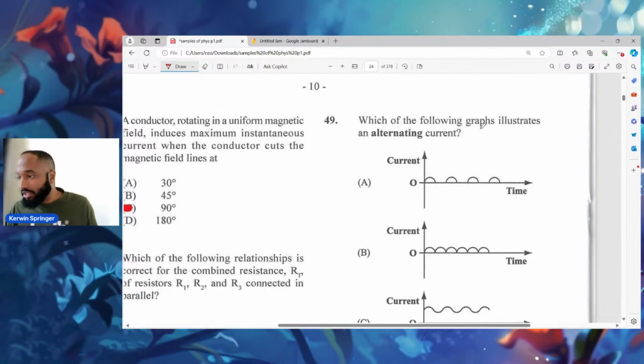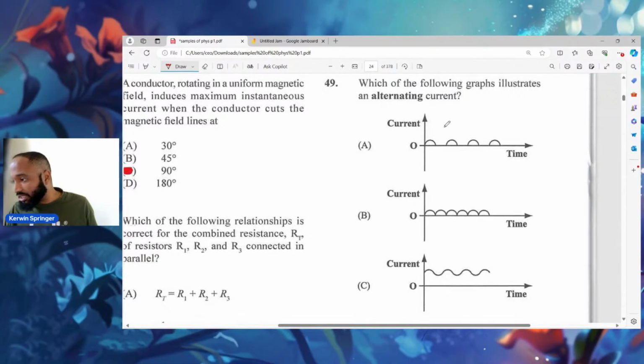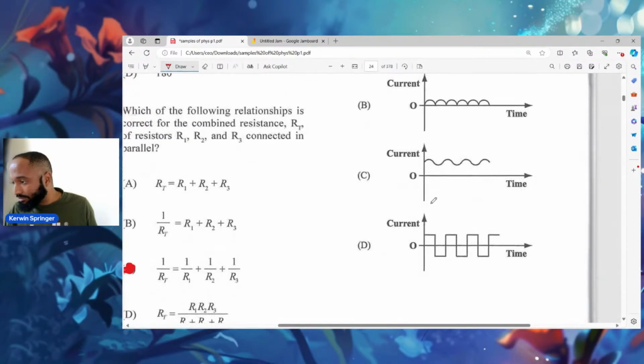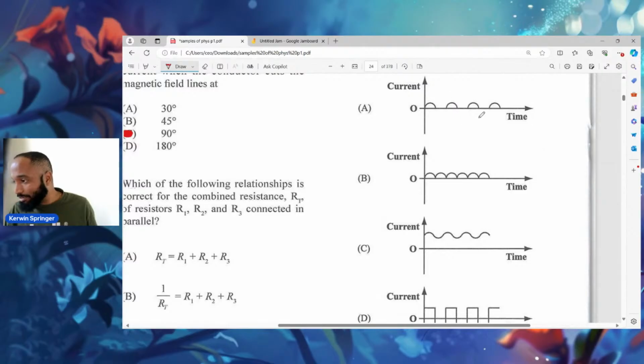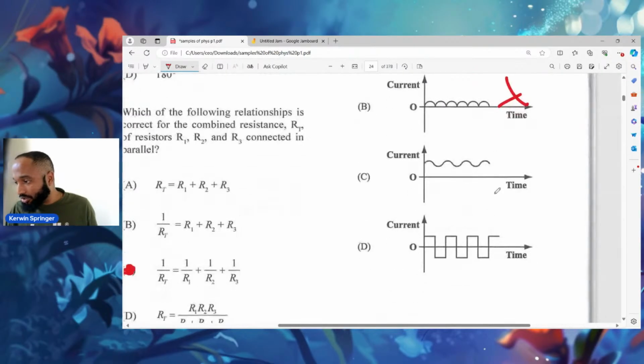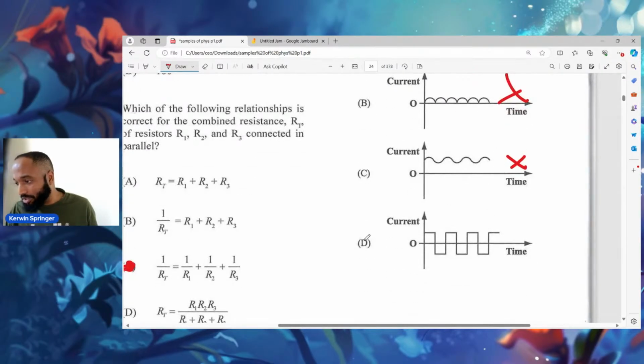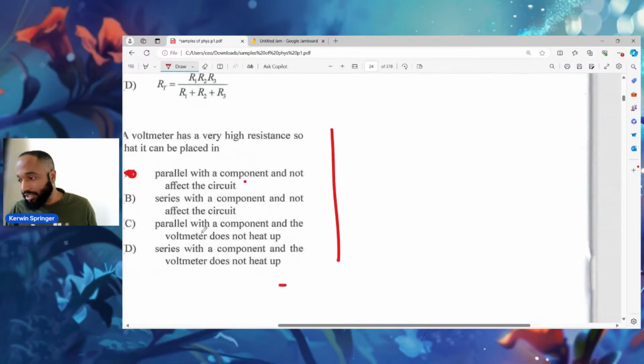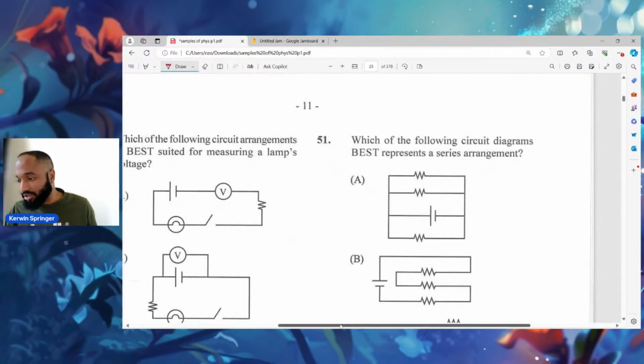Which of the following graphs illustrates an alternating current? Well, alternating, you need to dip, but you're not dipping, you're not dipping, you're not dipping. You need to go below, you're dipping. So you gotta walk. D. You need to have two directions.